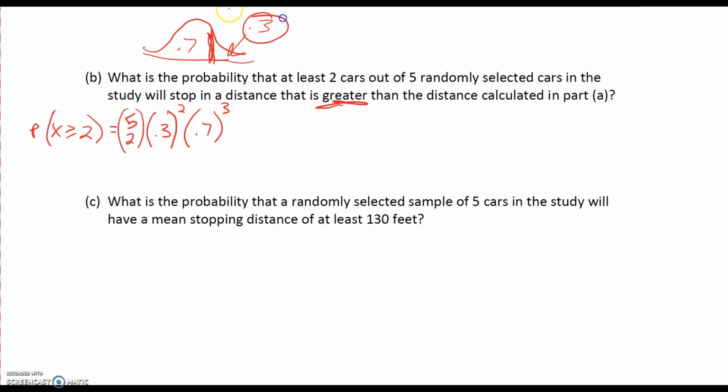Okay, so greater, that's the probability of success. Okay, all right, so then it's probability of success squared because we have two successes. Remember, 2 or 3 or 4 or 5. So or in probability, we add.